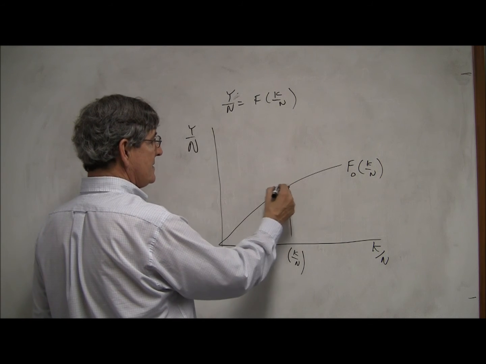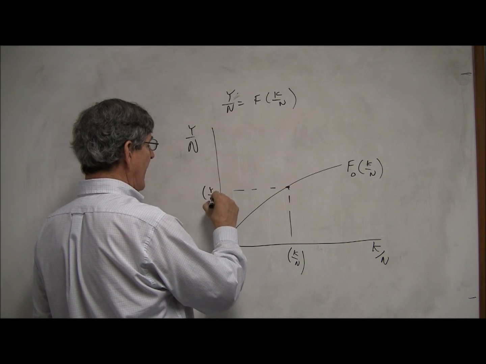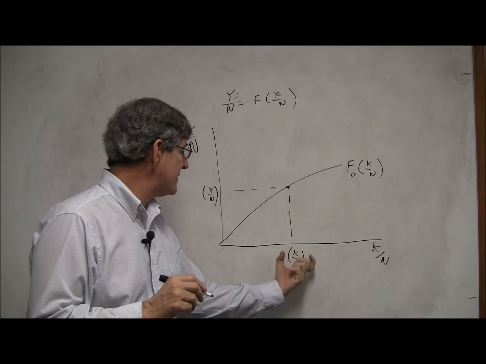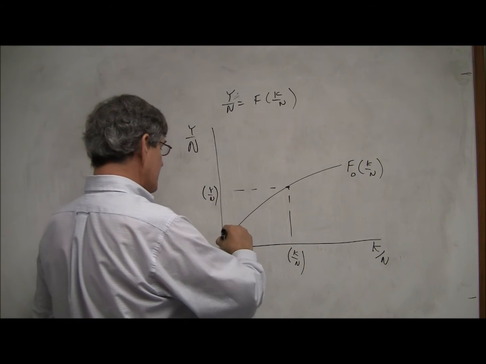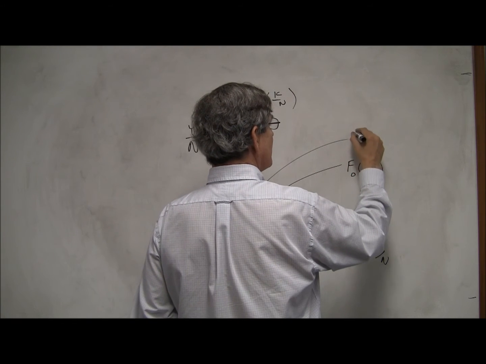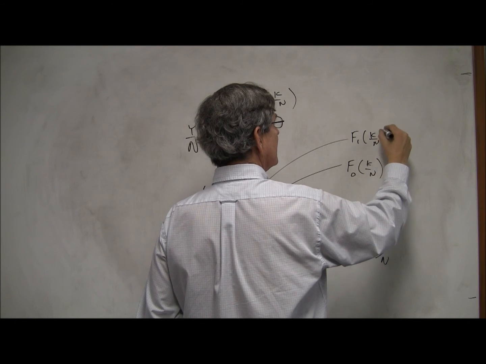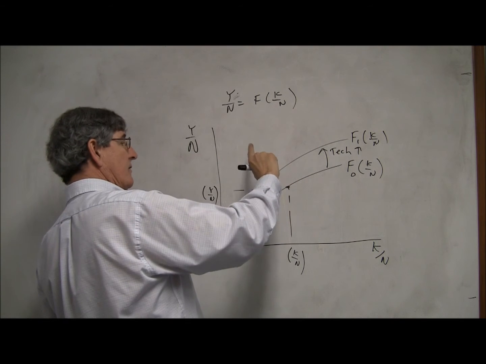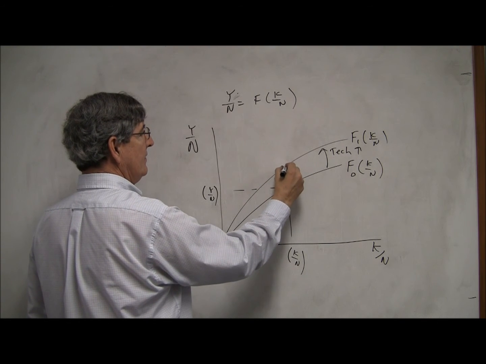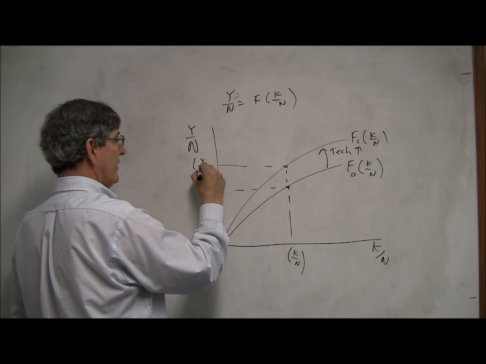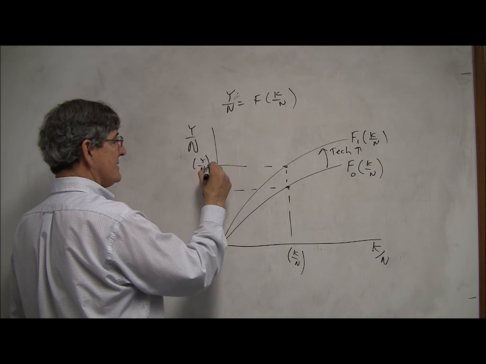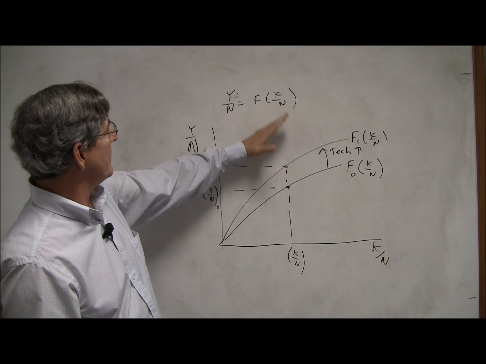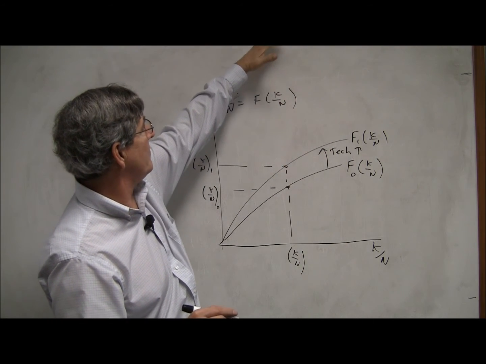For those inputs, we get that amount of output. If technology improves, what that means is for the same inputs, we get even more output. So what technology does is it rotates this curve upward. When technology improves, this curve rotates upward, and we get even more output per person out of the same amount of input. And this can go on forever. We can keep getting this bigger and bigger.